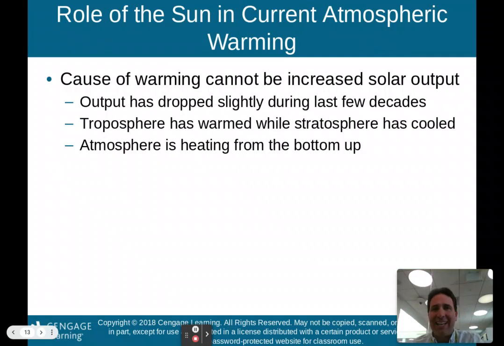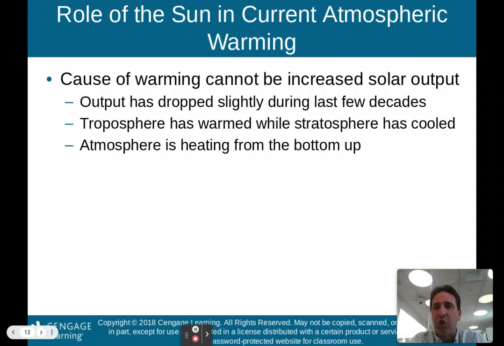Well, the cause of warming cannot be increased solar output, right? Because believe it or not, the solar output has actually dropped slightly during the last few decades. Don't worry, the sun goes through these cycles, but actually the past few decades when we've seen the most global warming, right? 10 of the warmest years have been since 2005. The sun's output has actually dropped. So don't tell me it's the sun.